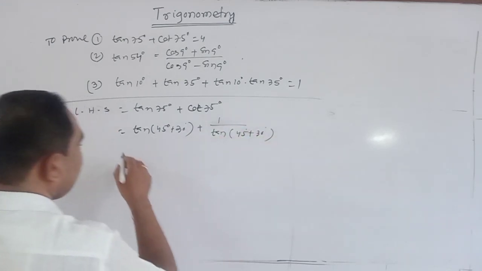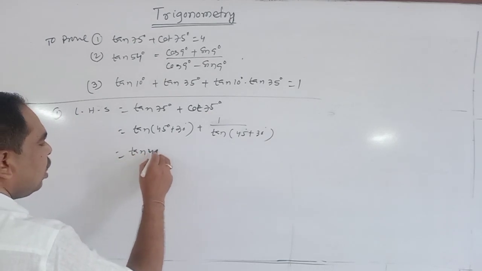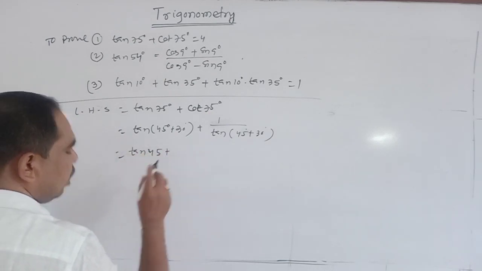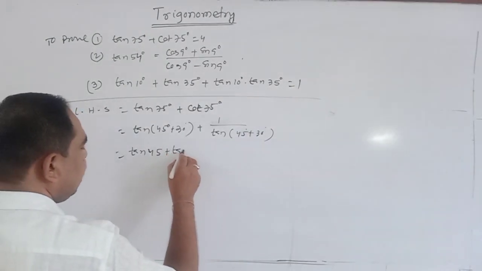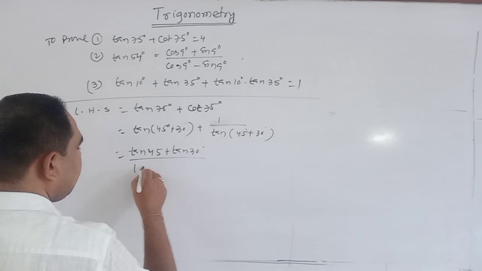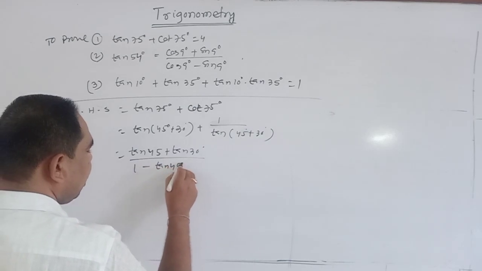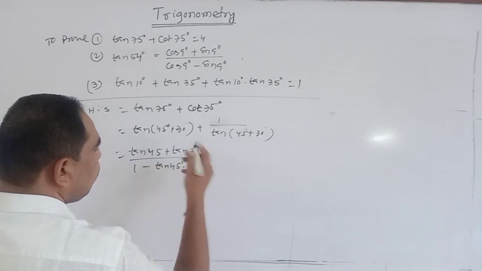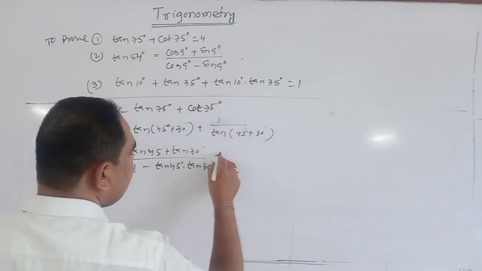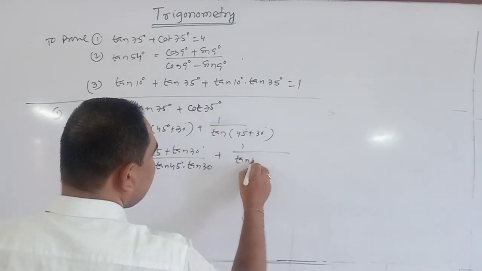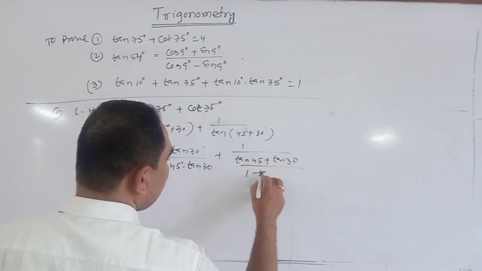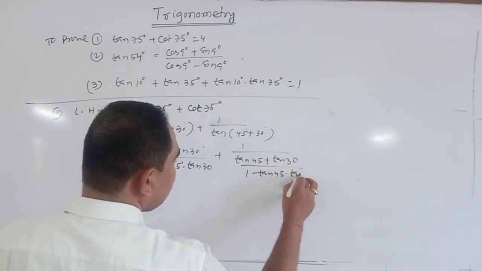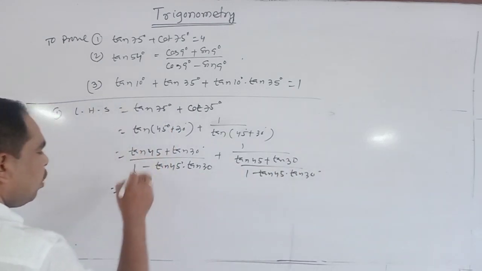Okay, this is tan 45 plus tan 30 divided by 1 minus tan 45 into tan 30. Cot theta equals 1 by tan theta. Plus this is 1 by tan 45 plus tan 30 by 1 minus tan 45 into tan 30. Okay, so tan 45 means 1.